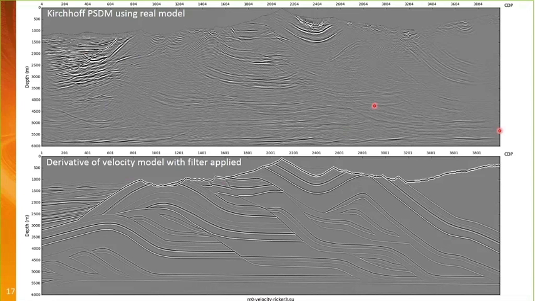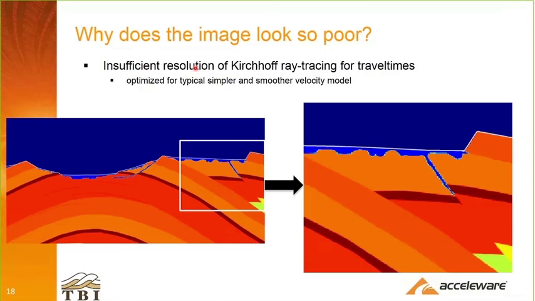You can see in areas where there's maybe a simpler velocity model in the top left here, we get some of the reflectivity back, but we're not seeing a very good image throughout. So why is that? What's limiting our ability to image this? There's several things, but the first thing I wanted to look at was the resolution of the ray tracing for the travel times in Kirchhoff migration.